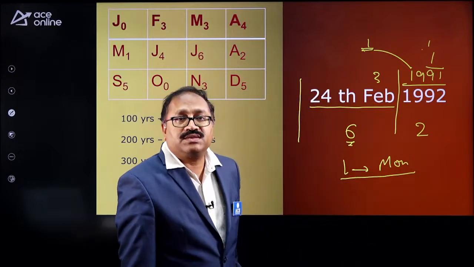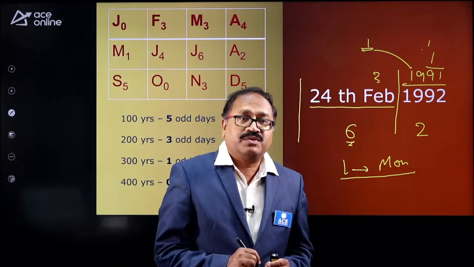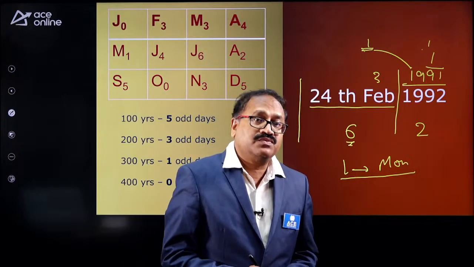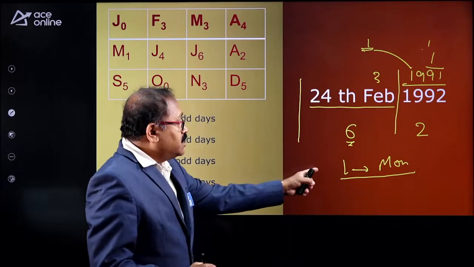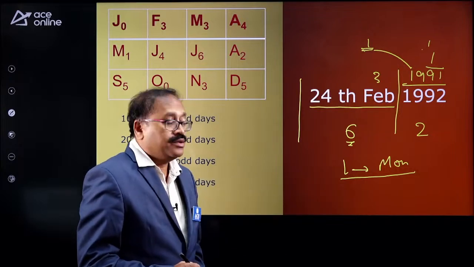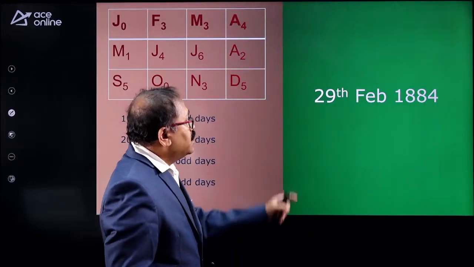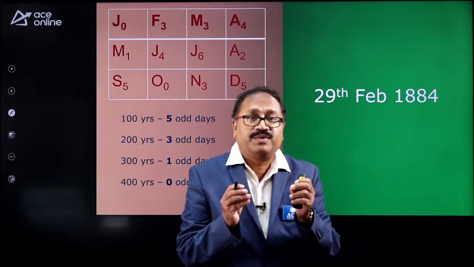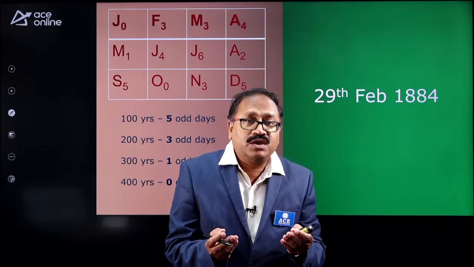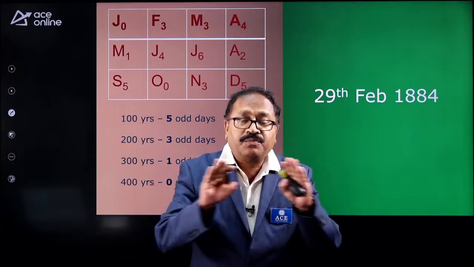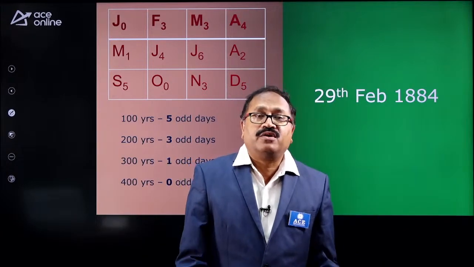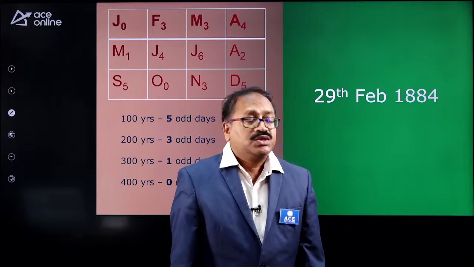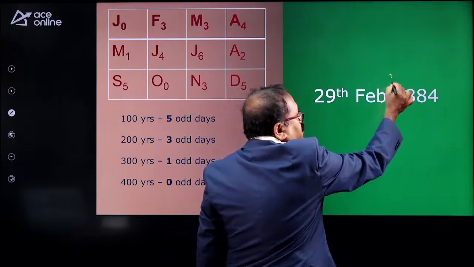Those who are writing the SSC CGL, one question comes from calendar and one question from clocks. So that is how this is Monday. Now I will take one more date exactly on 29th of February, and the given year is a leap year. Should I add one odd day for leap year? No. Up to 29th February, we will not add extra odd day. So therefore, the calculation goes in the same way here.